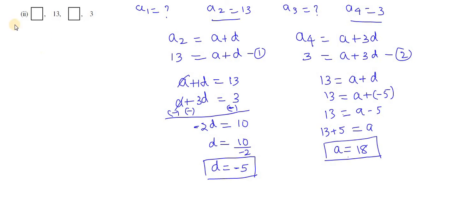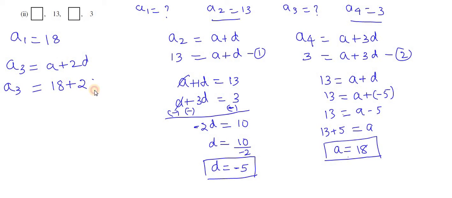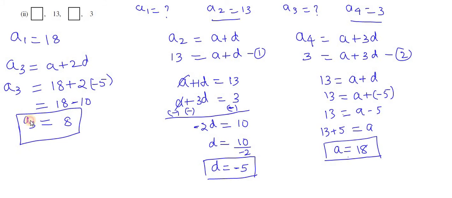So now we can find A1. What is A1? A1 we already found, it is 18, and this is A3 we need to find. So A3 is equal to A plus what? 2D. I told you, one number less. So here A3 is equal to A, which is 18, plus 2 into minus 5. So which is equal to 18 plus, into minus, minus 5 2s are 10. So 18 minus 10 is 8. Therefore A3 is equal to 8. Is it clear? I hope all of you understood.